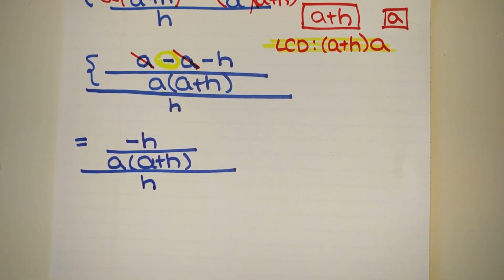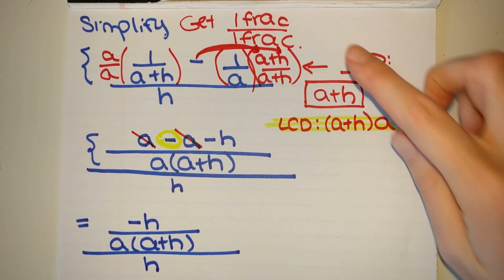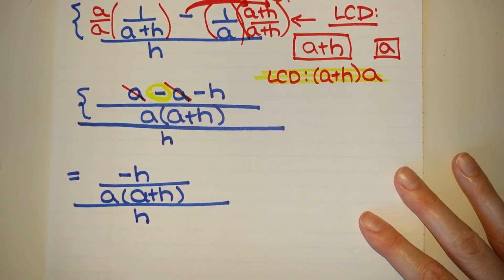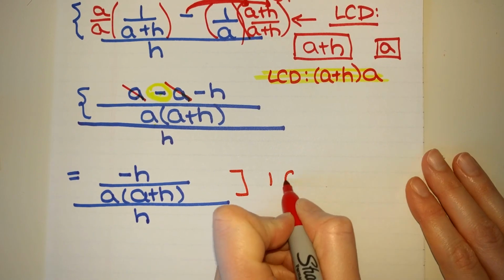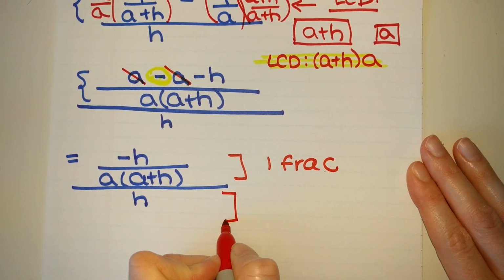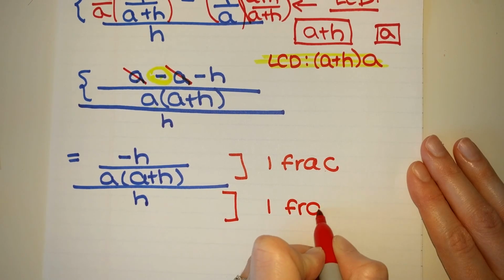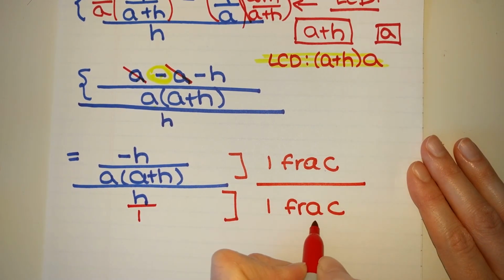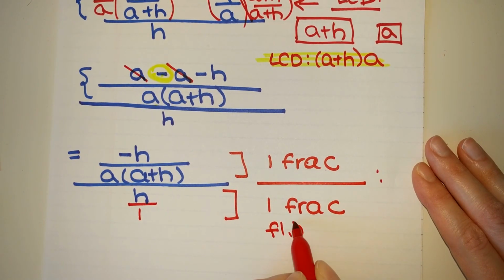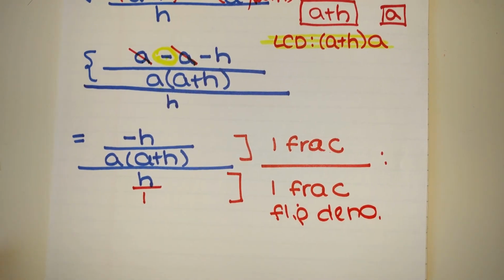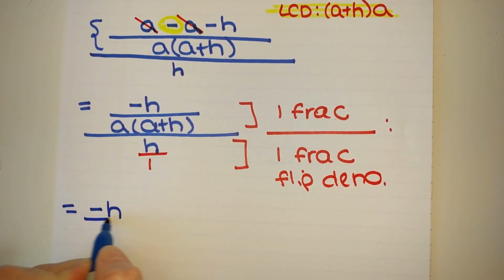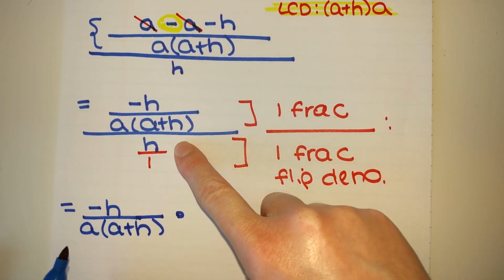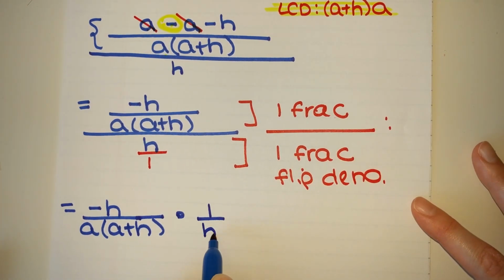Now, remember that the goal when we have a complex fraction is that we're trying to get it as one fraction over one fraction. So now we are finally there, because when we look above the main division line, we see that we do have one fraction. And when we look below the main division line, we can force the issue of getting one fraction by putting this h over 1. So now we have one fraction over one fraction, and that means we can flip that lovely denominator. All right, so if I flip the denominator, I will still have the negative h over a times a plus h, multiplied now by the flip of this denominator, which is 1 over h.